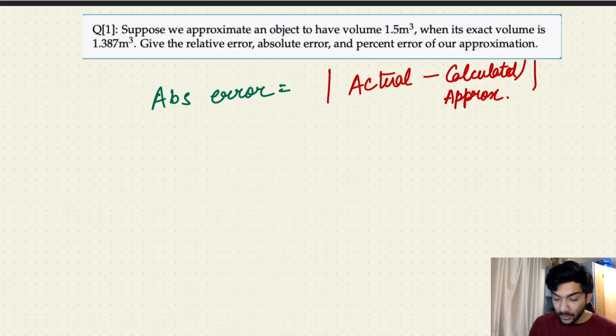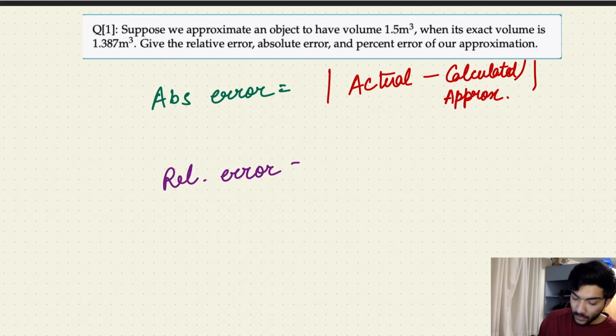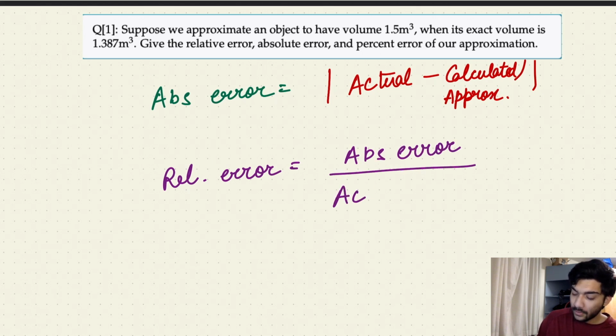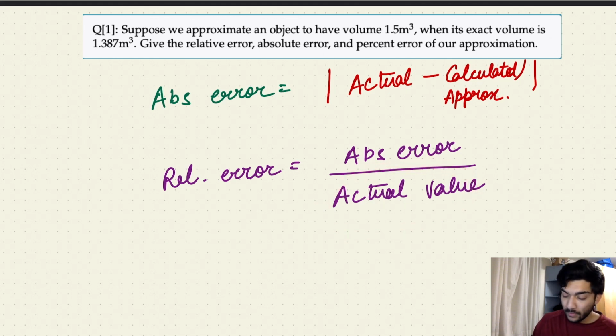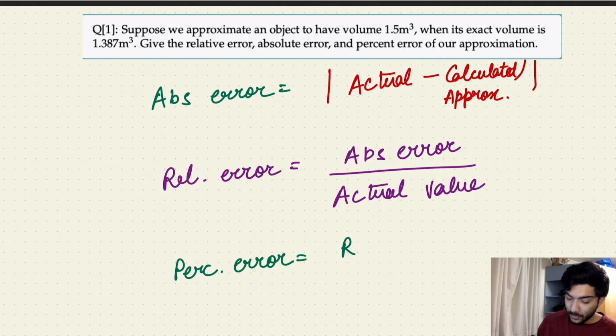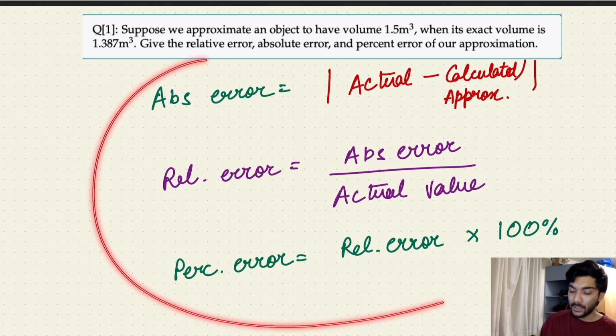So this is the absolute error, and then if you want to calculate the relative error, you can basically divide the absolute error by the actual value. The actual value in this question will be the actual volume of the object. And if you want to calculate the percentage error, it is simply the relative error times 100% in this case, right?